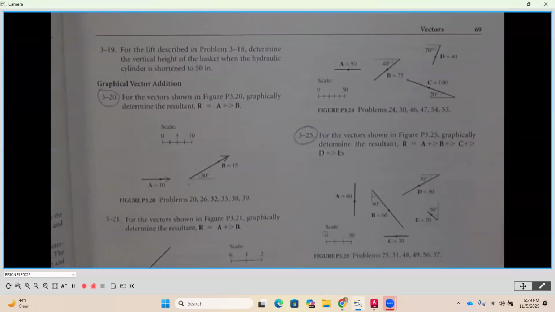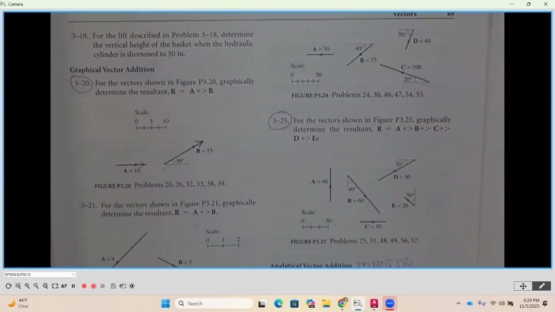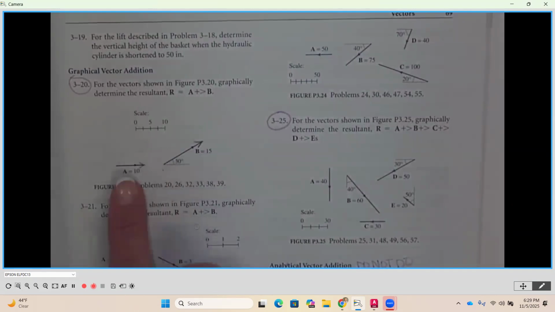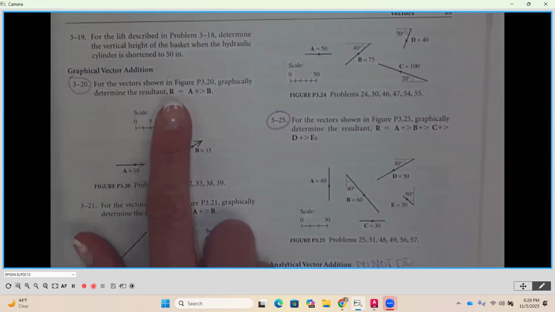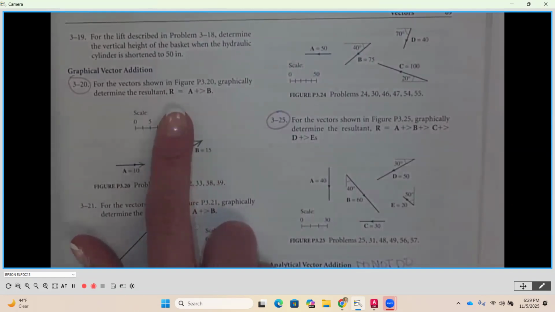And the first problem that you're going to have is going to be problem 320. It says, for the vectors that you see here, A and B, you want to find the resultant. So you're adding these two vectors together to find the resultant.